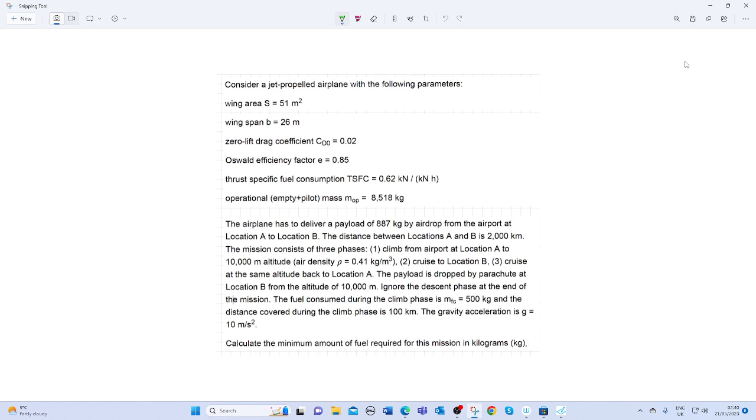Today we have another question bordering the jet-propelled aircraft and how to calculate the minimum fuel required for its flight mission. Once again, we have a question on jet-propelled aircraft and how to calculate the minimum amount of fuel required for its flight.